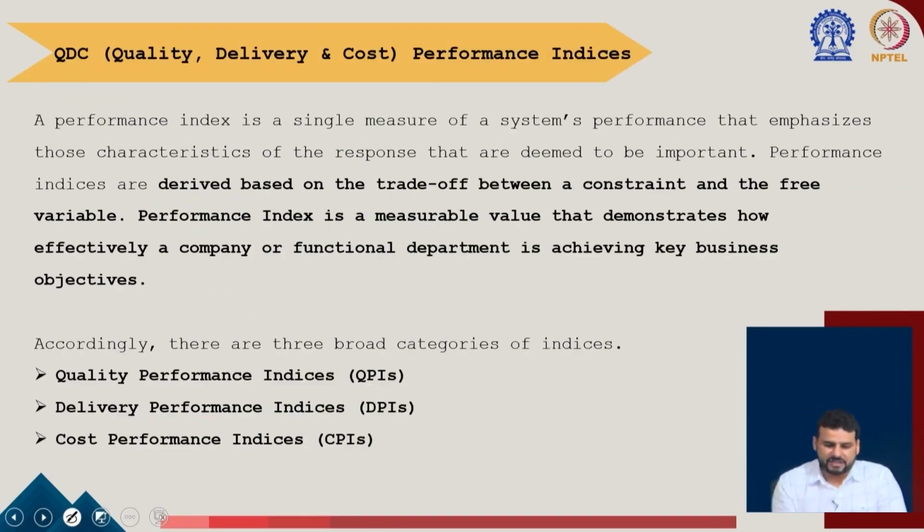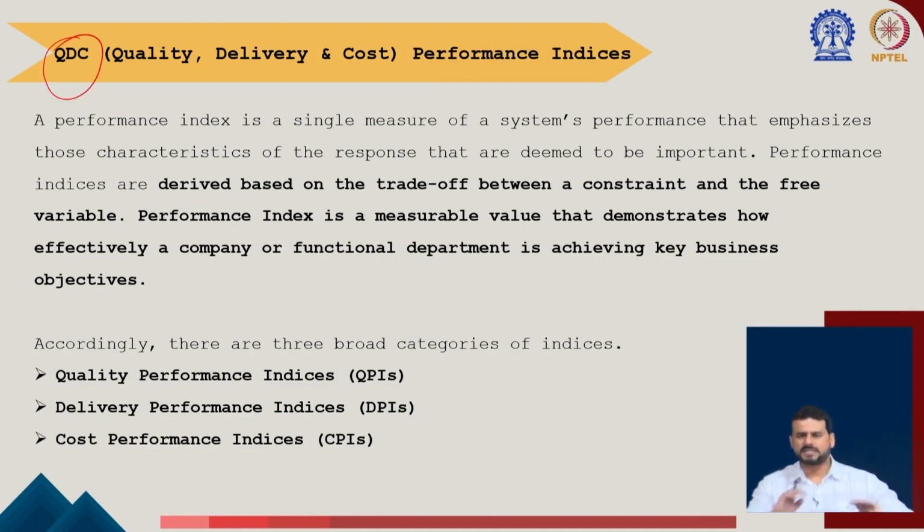So under supply chain, we'll discuss about the quality, delivery and cost. These are the main performance indices, right, which you need to tap. So always we need to make the trade-off, what are the constraints, right, and what are the variables, how we can deal with those. It's not that any day you can make any promise.